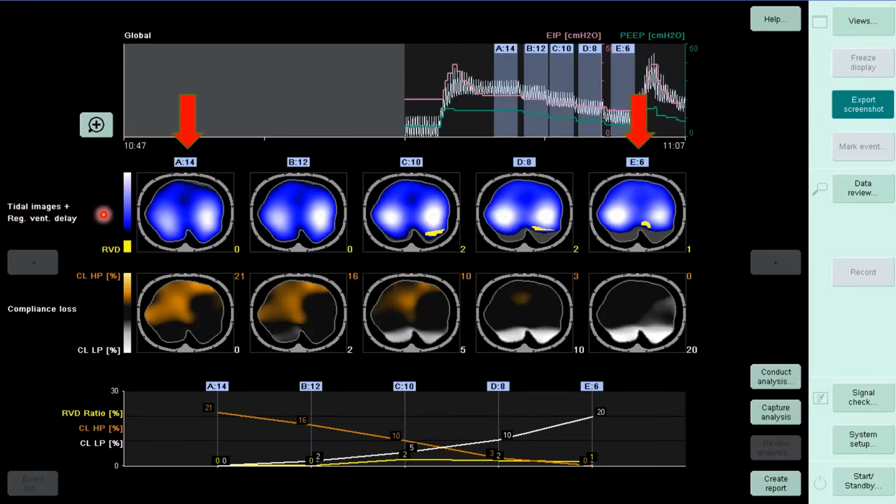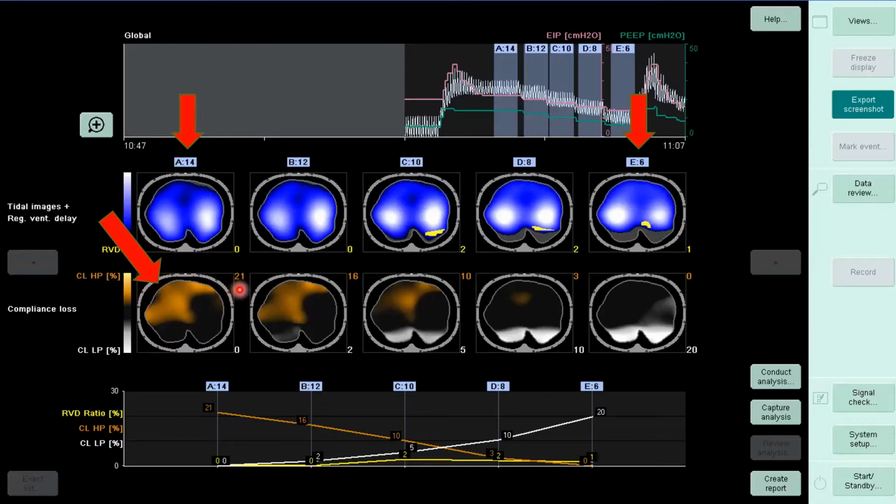We see the tidal images that we recognize over here. Remember the loss in the dorsal region? We see that we recruited at 14. Over here, the orange represents a loss in compliance. CLHP means compliance lost on the higher PEEPs, and CLLP, compliance lost on the lower PEEP. So we see at a PEEP of 14, we've successfully recruited the dorsal region. However, there's some overdistension indicated by the color orange. In fact, there's 21% compliance loss in the ventral regions.